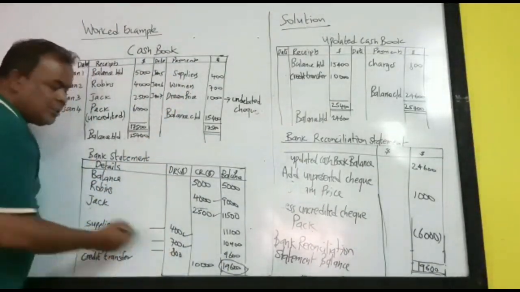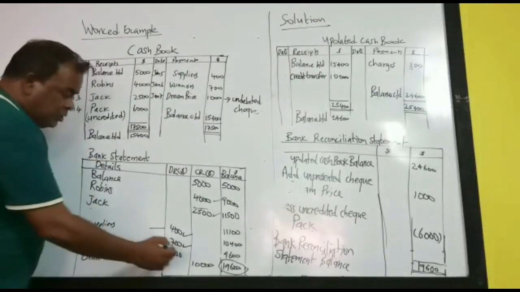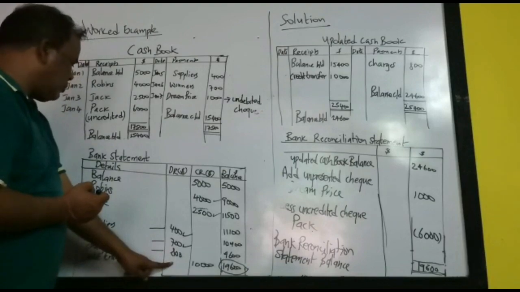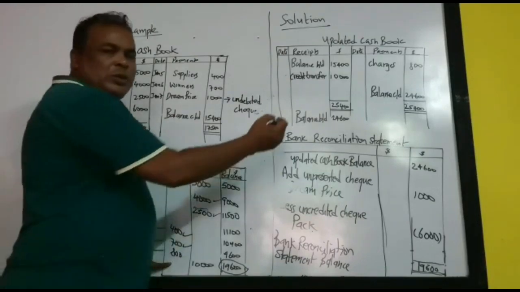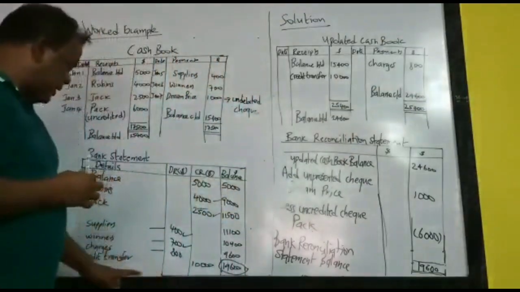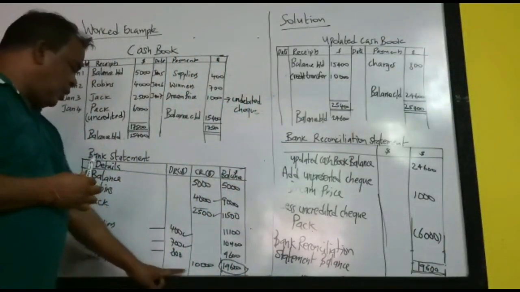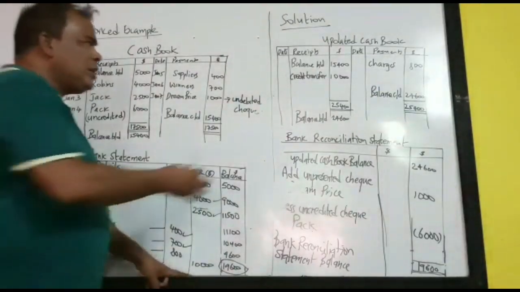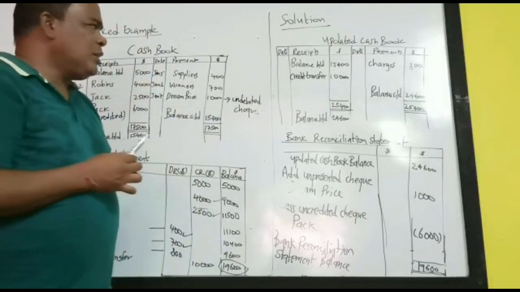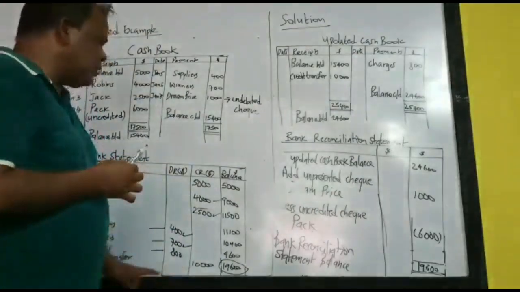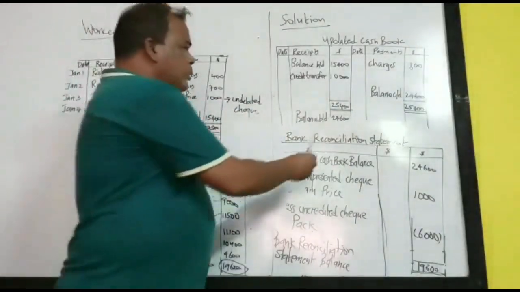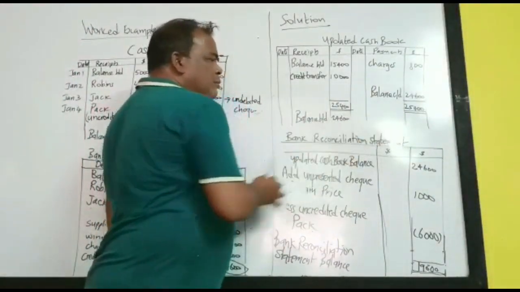For example, charges. The bank has charged some charges. All items which are on the debit side of the bank statement will have to be recorded on the credit side. Therefore, we have charges. Credit transfer. This is on the credit side of the bank statement, so it will be recorded on the debit side of the updated cash book. Only these two items were missing. Therefore, we balance this updated cash book. We obtain a closing balance of 24,600.